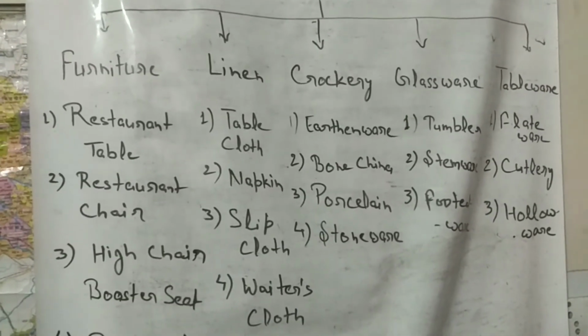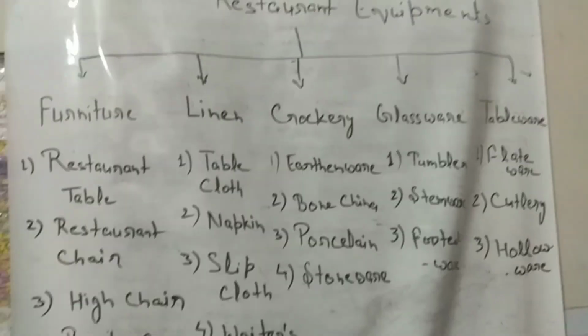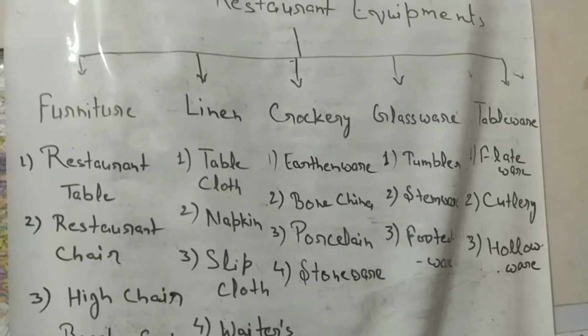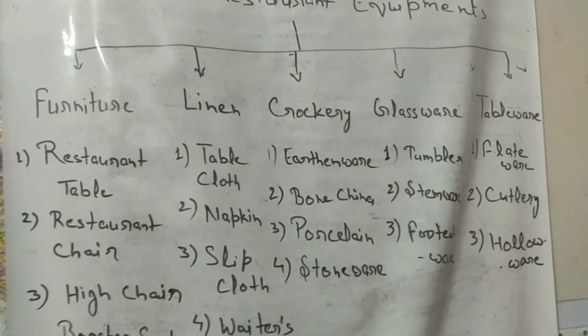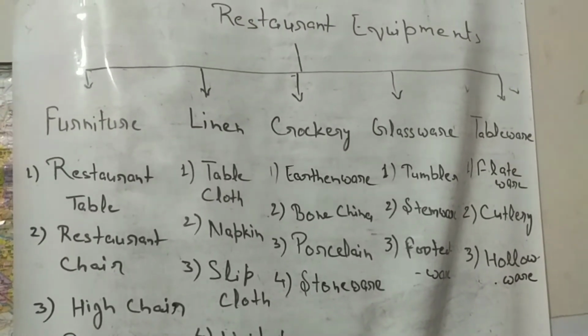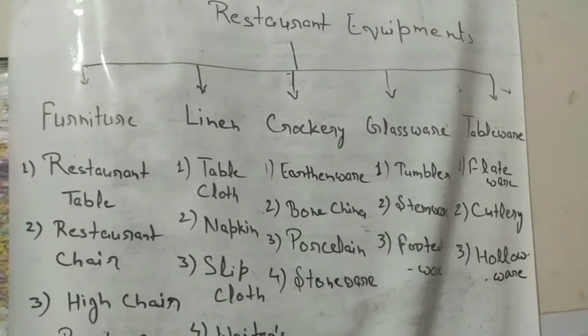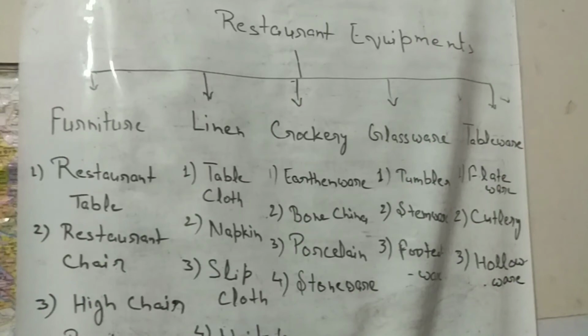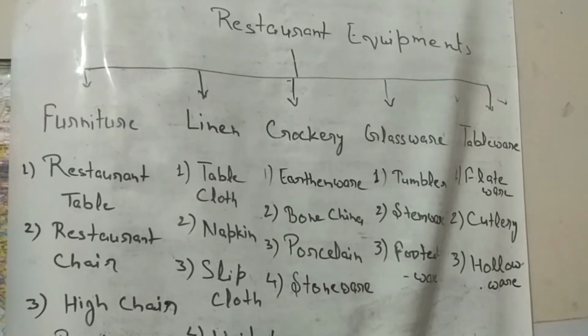And next is hollowware. Hollowware refers to all tableware other than cutlery. It includes pots, jugs, platters, butter dish, finger bowl, wine chiller, straw holder, etc.